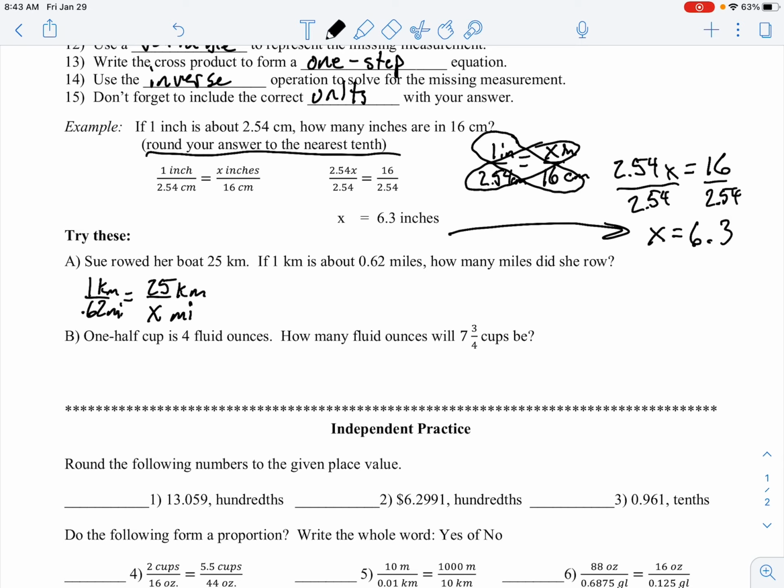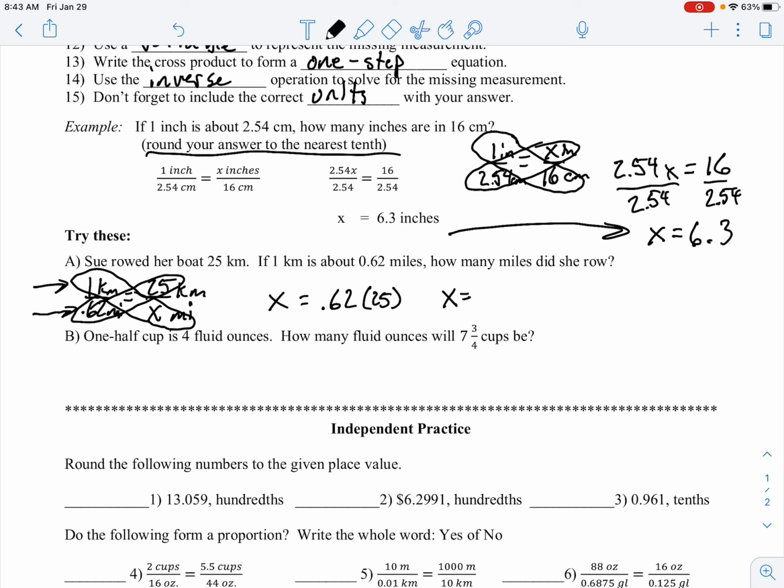So like I said before, it doesn't matter where your variable goes as long as you have your units lining up. So kilometers on top, miles on bottom, miles on bottom. All right. So now we are going to get butterfly method here, and we get 1 times x is just x equals, and then across the other side multiply, remember. So 0.62 times 25. And we don't even have to do a one-step equation here. This just gets us to our answer.